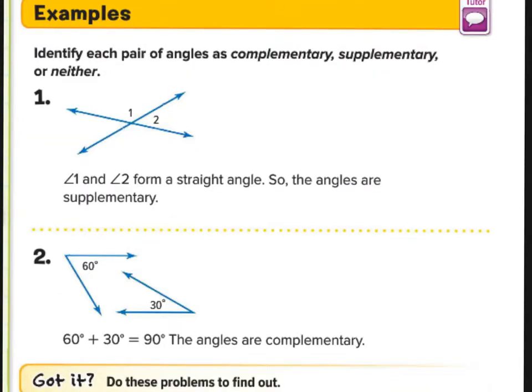Okay, let's take a look at example 1 and 2. Here we have, identify each pair of angles as complementary, supplementary, or neither. So you see here we have angle 1 and angle 2, and when put together, they make a line. They meet back on the same line. So you know that they go over the halfway point and back down to the same line. So they equal 180. Angle 1 and angle 2 form a straight angle. You see it right there? When combined, the angles are supplementary, 180.